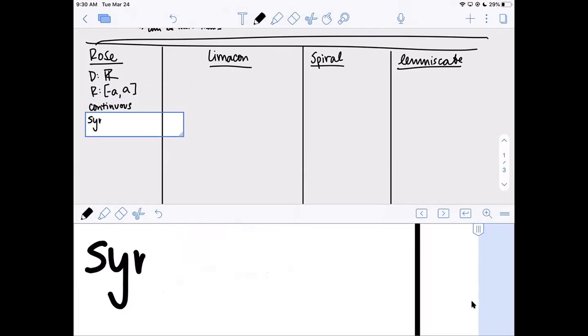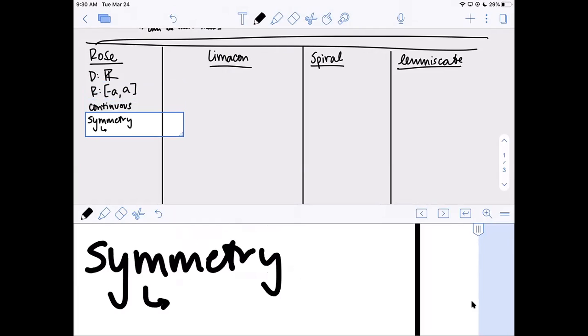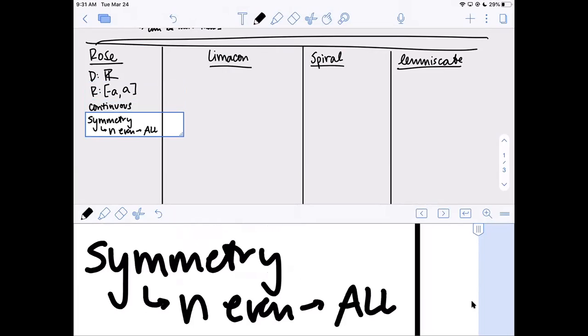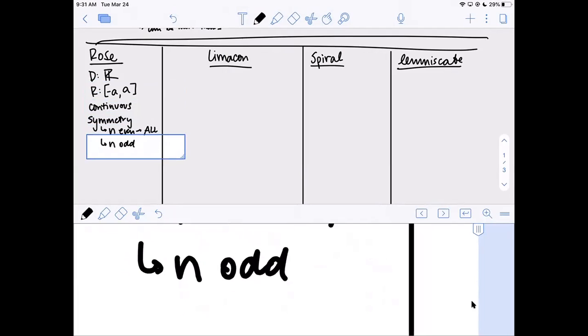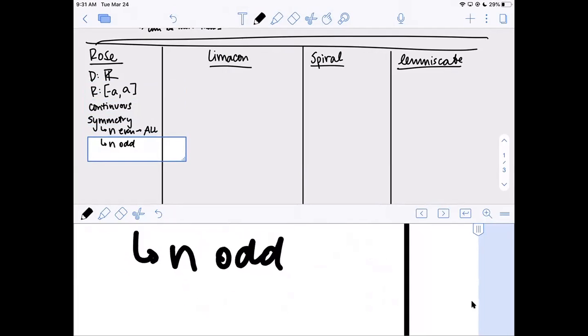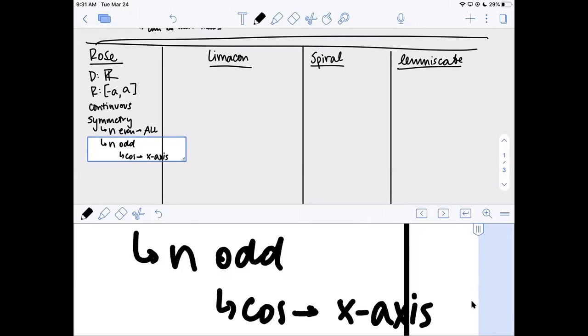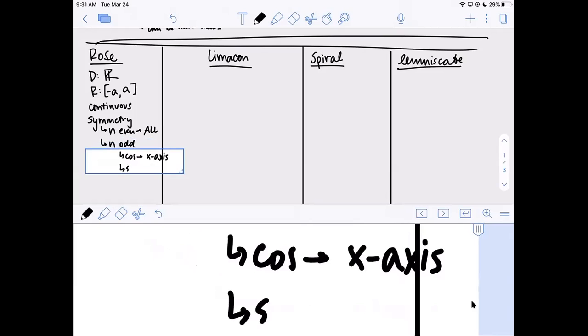For symmetry, there's a couple different cases. If n is even, then all symmetries are true: x-axis, y-axis, origin. If n is odd and it's cosine, then it's just around the x-axis. If n is still odd and it's sine, then it's just around the y-axis.